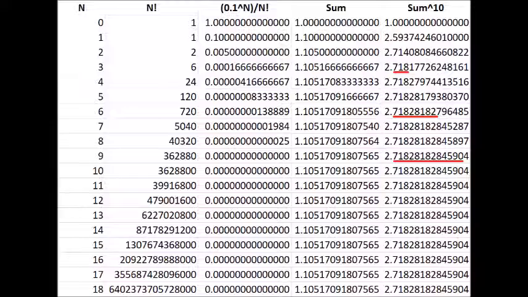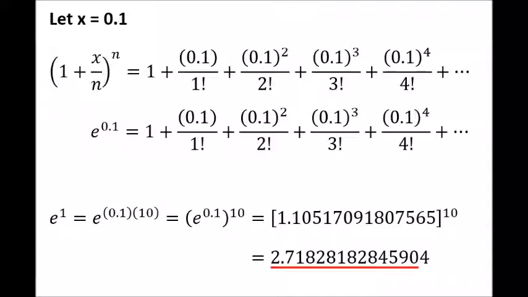Very good. So it seems that making the argument x smaller causes the summation to converge more rapidly. Then we can employ laws of exponents to get the number we want. That is shown here. 1 is the product of 0.1 and 10. So we have to raise that value to the 10th power to get e. The number underlined in red is what we saw on the previous screen.